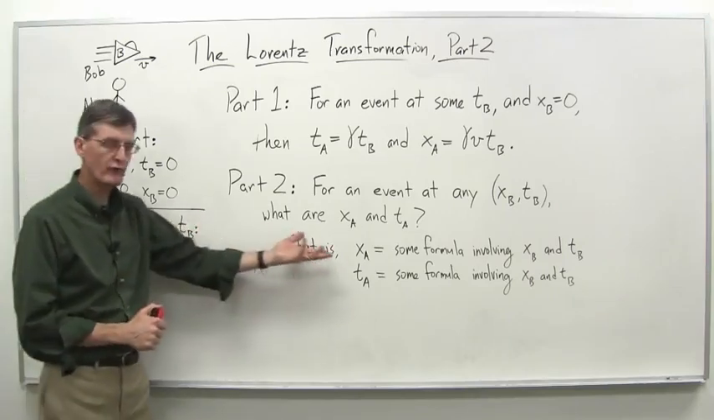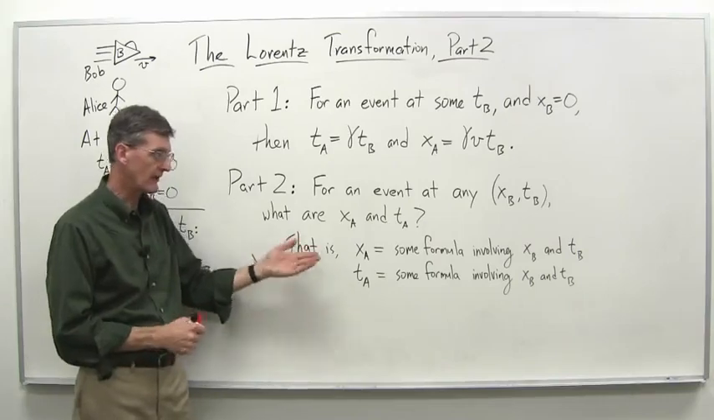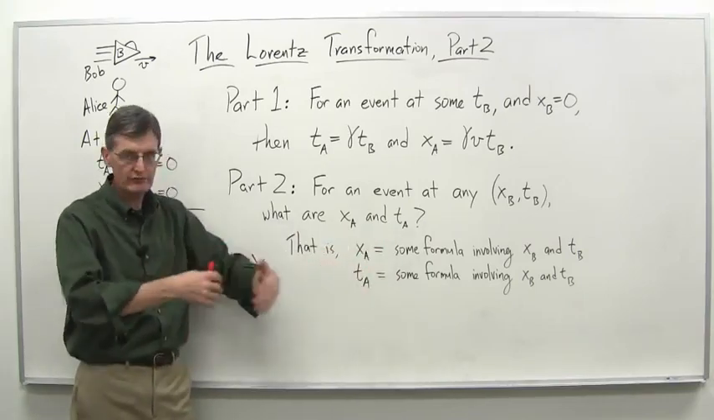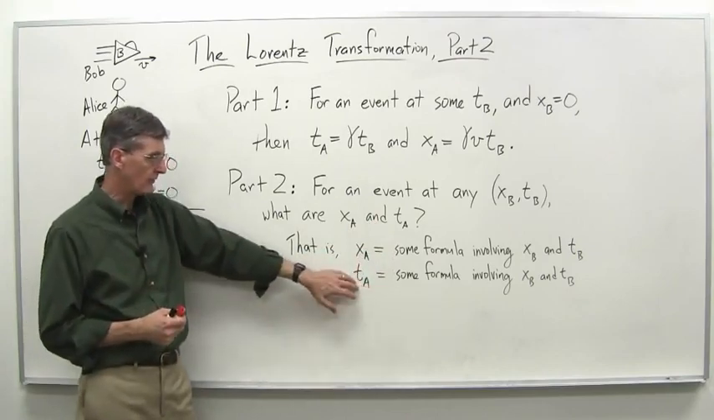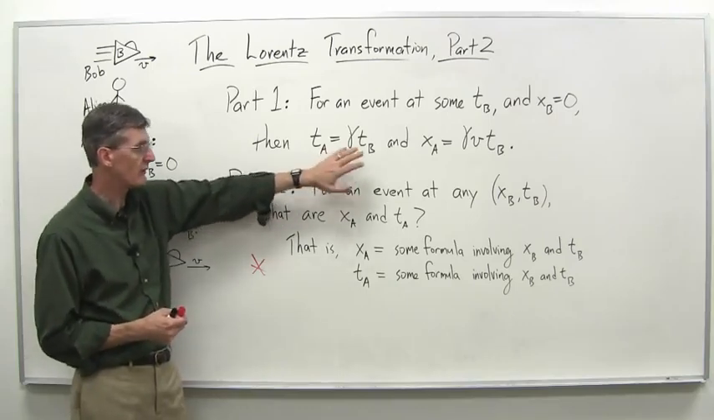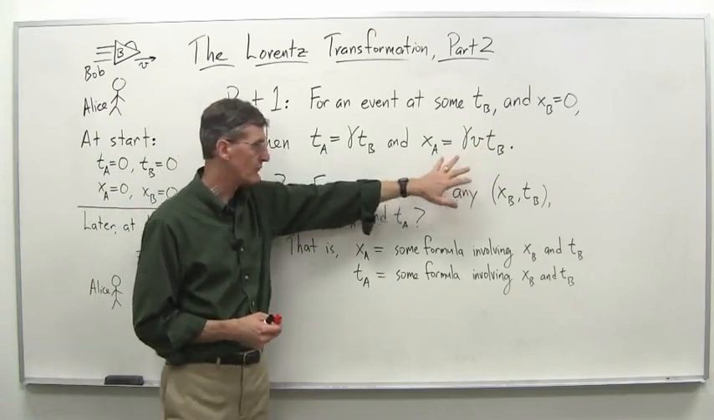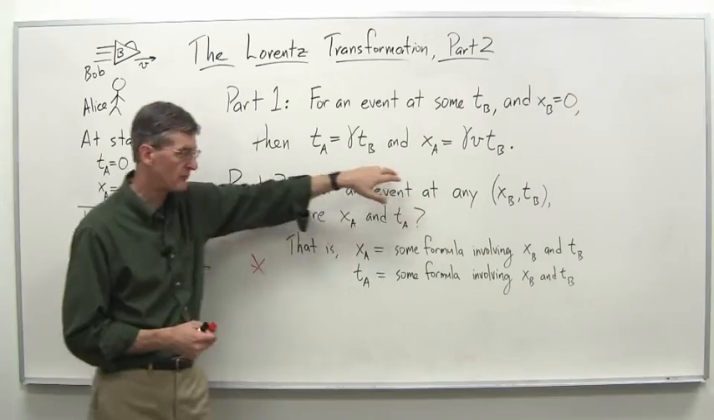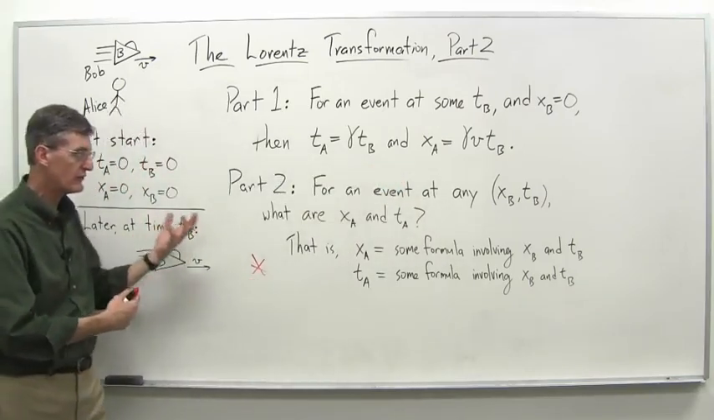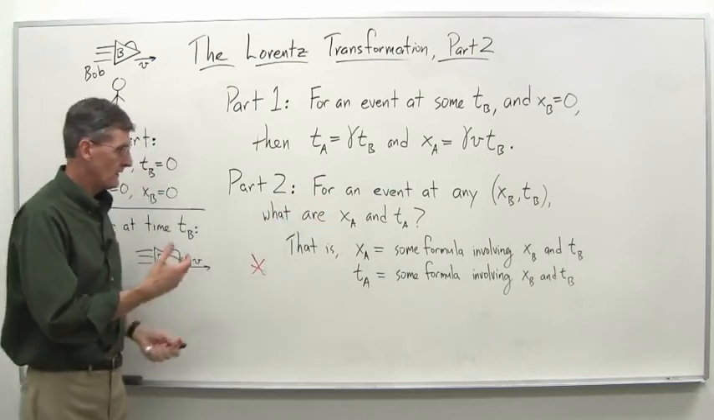So in other words, we need some formula. Given x_B and t_B, we want x_A equals something or other involving x_B and t_B, and t_A equals something or other involving x_B and t_B. Sort of like what we have here: t_A equals something involving t_B, x_A equals something involving t_B. x_B does not occur in these formulas because, remember, the special case we did had x_B equals 0. Now we want the general case where x_B could be non-zero.